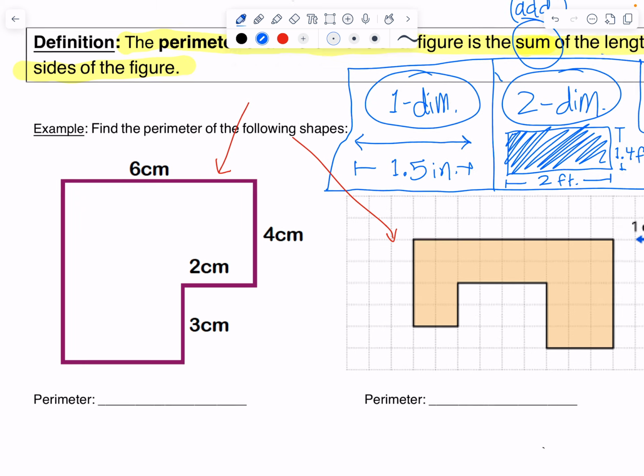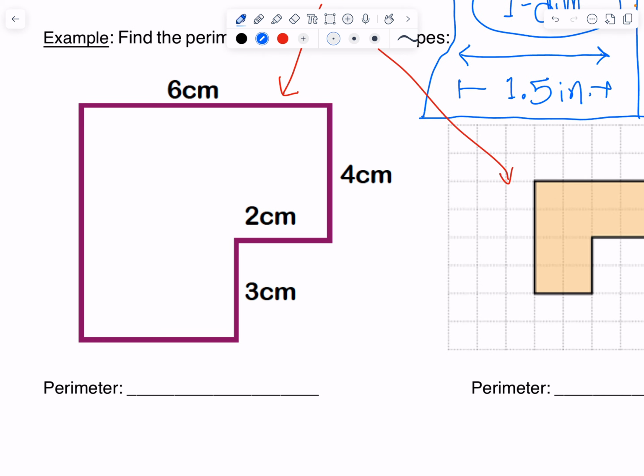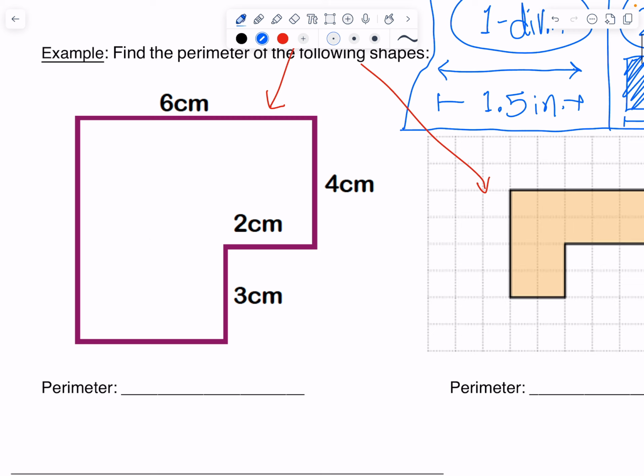So let's see, if I focus on this very leftmost example here, it's asking us to find the perimeter of this shape. So I would go, okay. It kind of helps me too, because this figure in particular is showing some of the measurements of the sides, but it's not showing all of them.